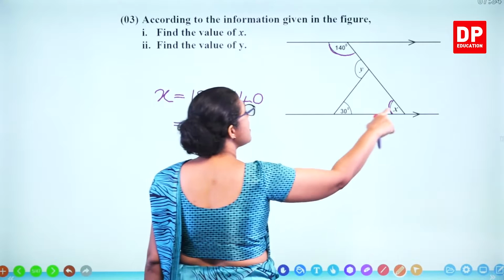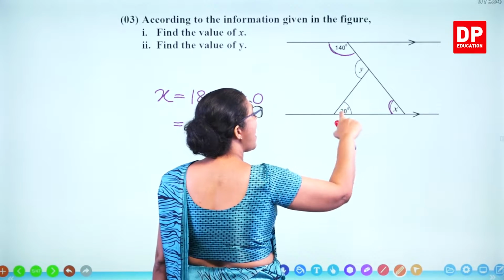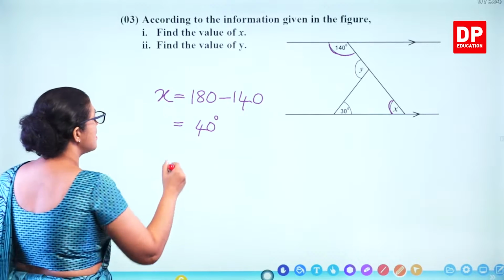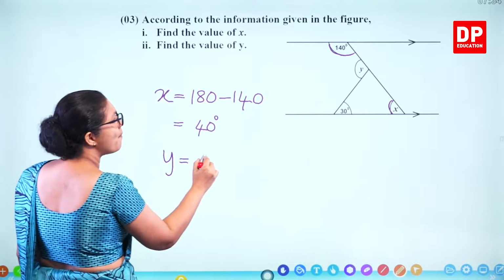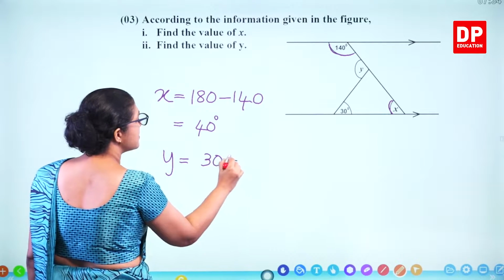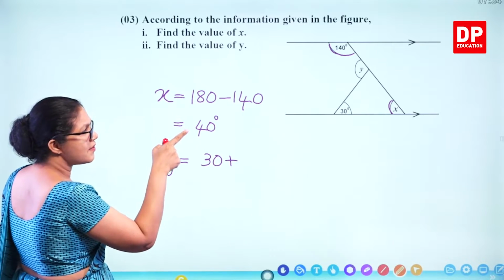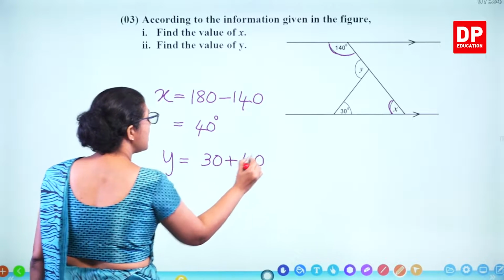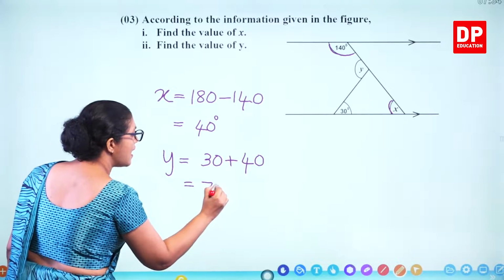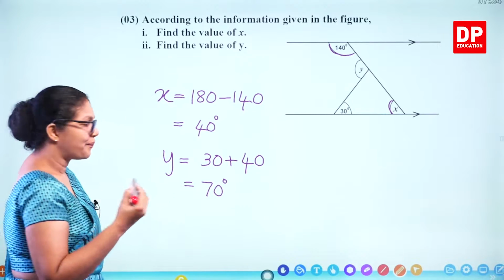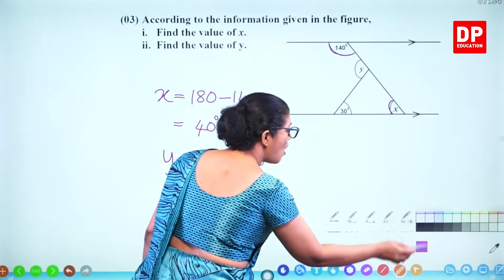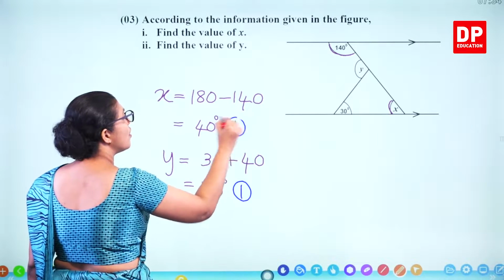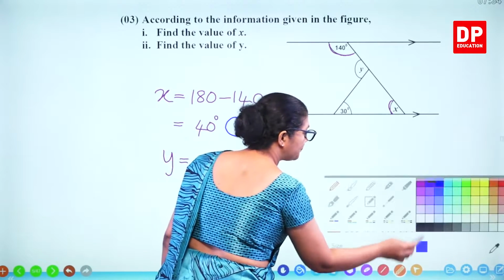Then can you see y is the exterior angle and these are the 2 opposite interior angles. So the sum of opposite interior angles is equal to the exterior angle. So 30 plus x, x is 40, so you get 70 as the y value. So you get 2 marks, 1 mark for the x value and 1 mark for the y value.